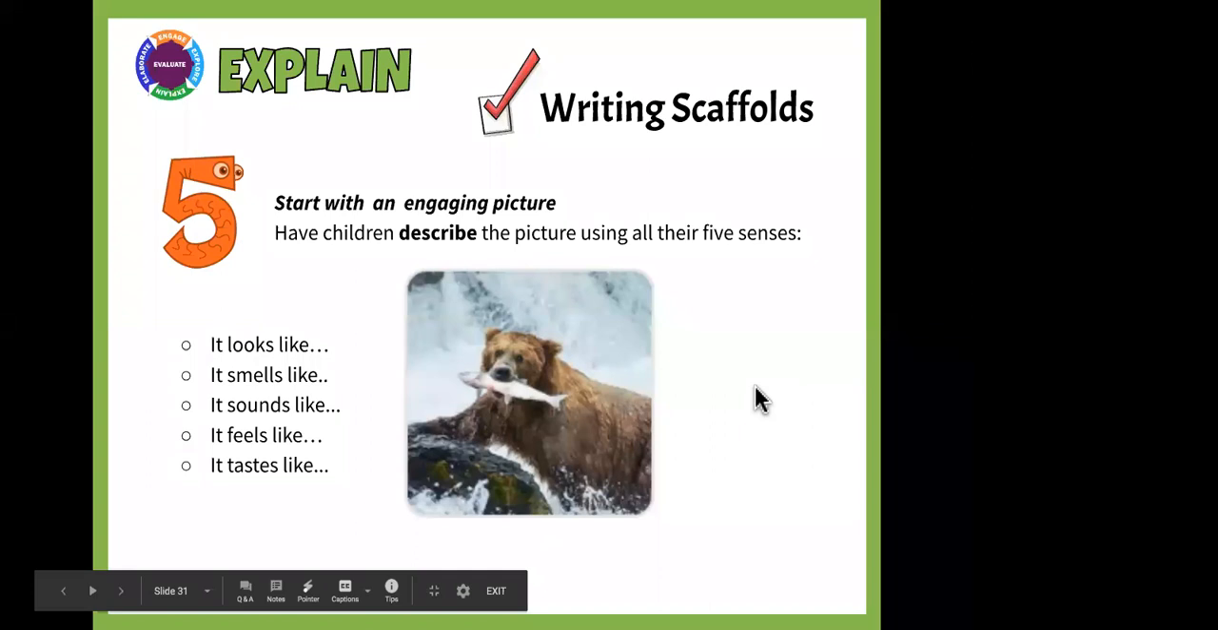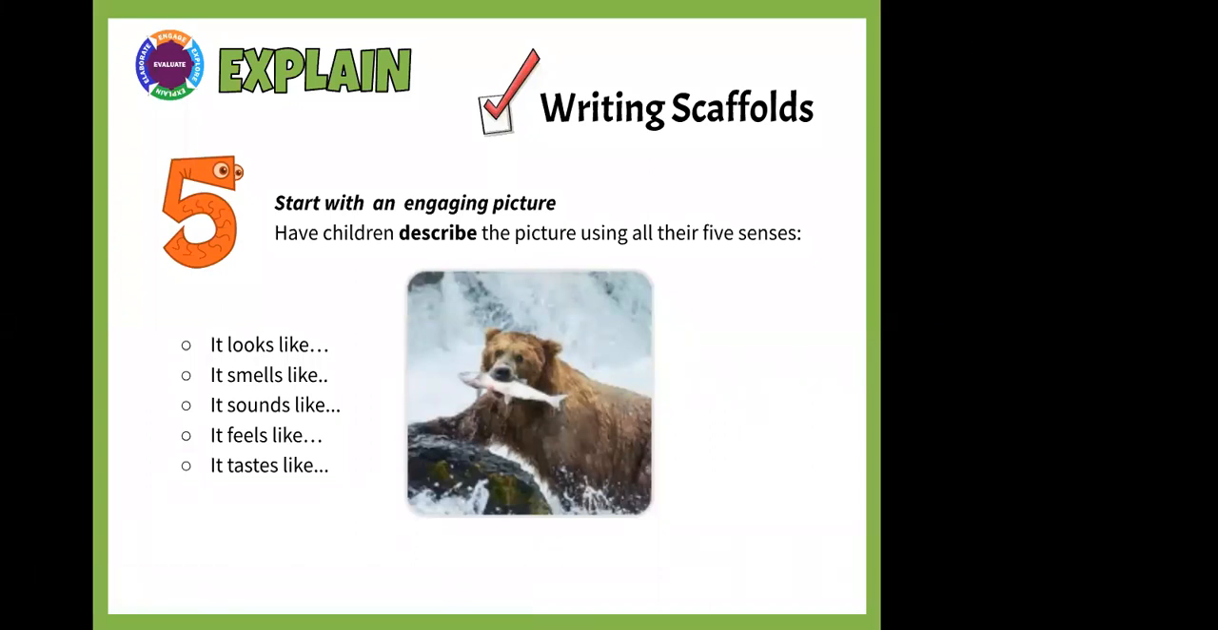Now, if that's too high for your students, I want to give you another writing scaffold. If you have younger writers, I would start with a very engaging picture, like the one on the screen, and I would ask the students to use their 5 senses. Tell me, add more detail. What does it look like in the picture? What does the bear look like? What does the fish look like? What does it sound like? What does it smell like? What does it feel like? How does it taste? Once you ask all of these different questions and bring the 5 senses in, you get them involved, then they can add a lot more detail.